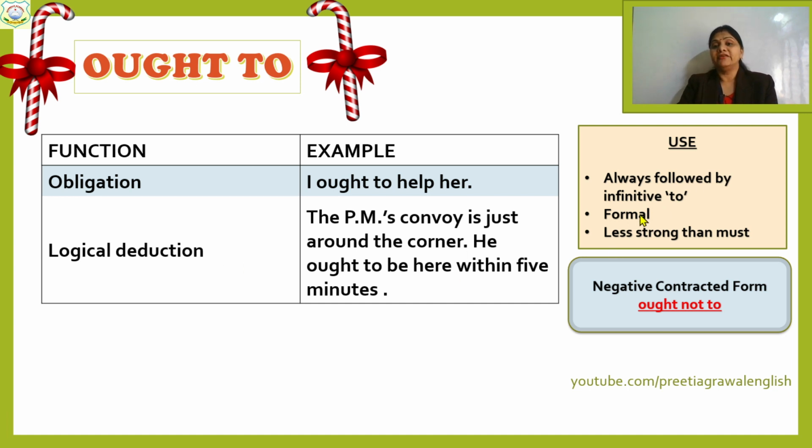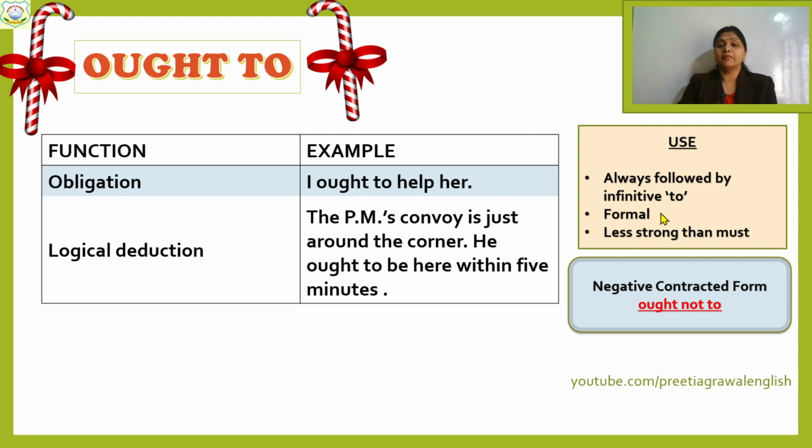Always followed by infinitive to. Whenever we use this modal ought, we always have to write to. We cannot write only ought. We cannot write I ought help her. Always, after ought, to is written. So always followed by infinitive to. And after to, what do we write? First form of verb. Don't forget this. So I ought to, and after to, you have to write the first form of verb.